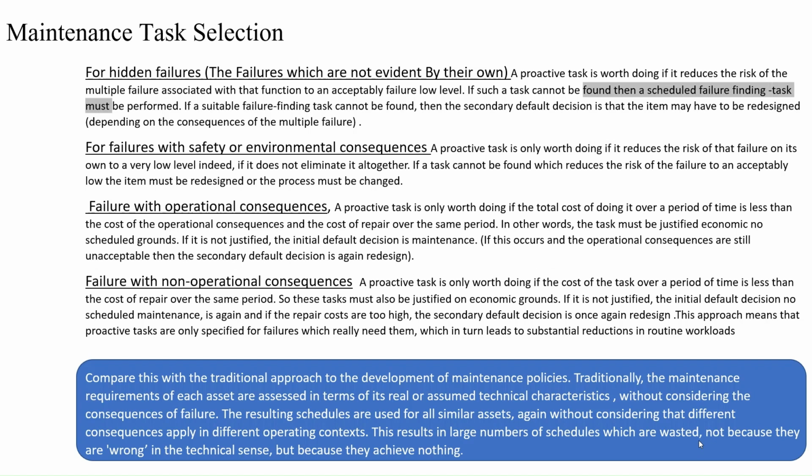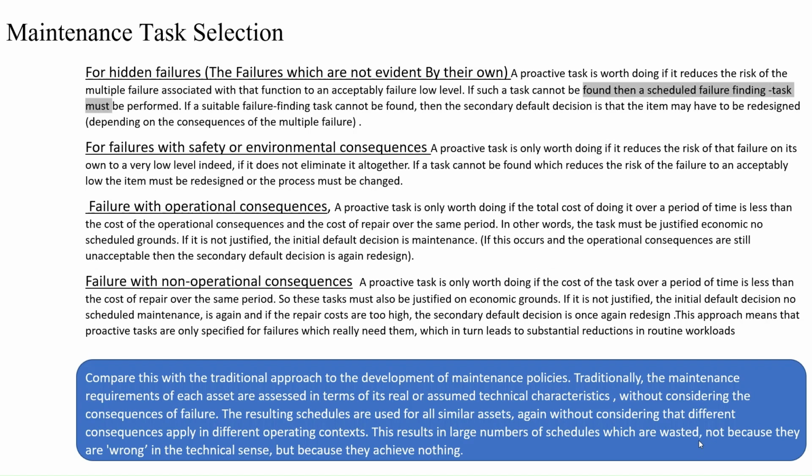Failure with non-operational consequences. A proactive task is only worth doing if the cost of the task over a period of time is less than the cost of repair over the same period. So these tasks must also be justified on economic grounds. If it is not justified, the initial default decision, no scheduled maintenance, applies again, and if the repair costs are too high, the secondary default decision is once again redesign. This approach means that proactive tasks are only specified for failures which really need them, which in turn leads to substantial reductions in routine workloads.